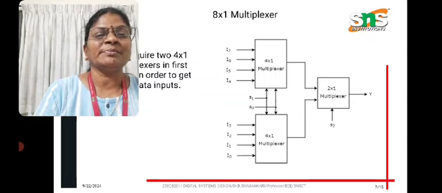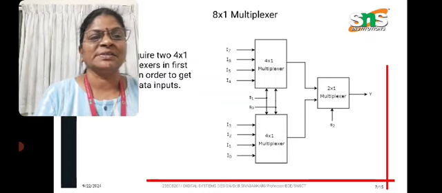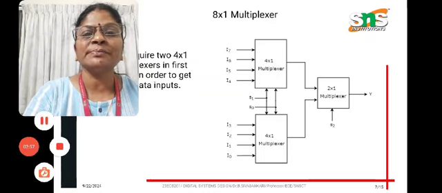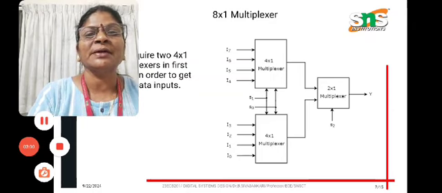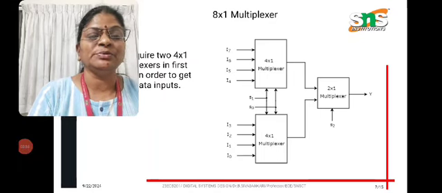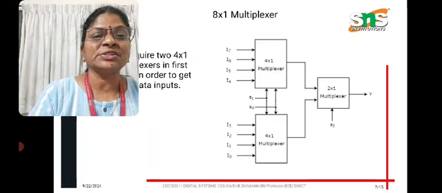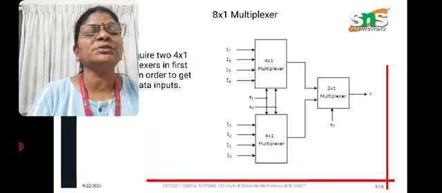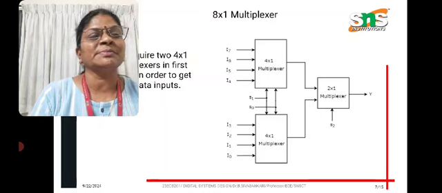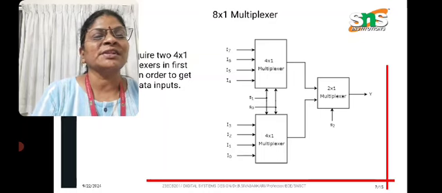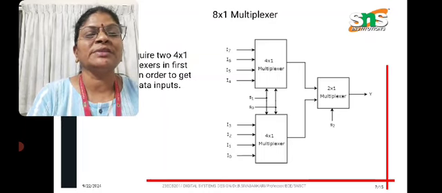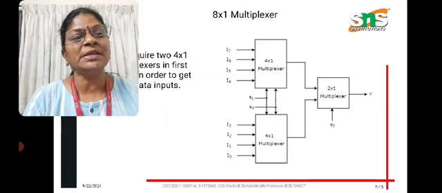So 8 cross 1 means we are using two 4 cross 1 multiplexers. By connecting two 4 cross 1 multiplexers, we can get an 8 cross 1 multiplexer, like shown in the circuit diagram. We have two 4 cross 1 multiplexers, so that we have 8 inputs. The selection lines S0, S1 are common to both 4 cross 1 multiplexers, and at last we have a 2 cross 1 multiplexer, and there we use a selection line. Finally we get the output Y, one single output. Even though we have 8 inputs, our output will be a single output.